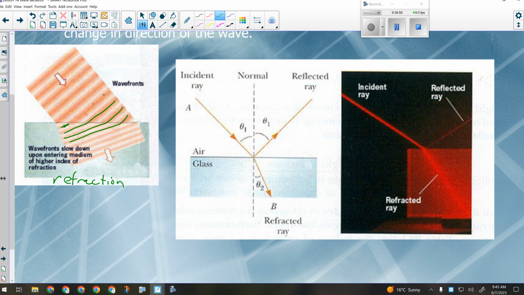It would directly in, it would just change the amplitude. Right. It would change the amplitude, the wavelength, and the speed, but not the direction. You only see the direction change when the angle is oblique.